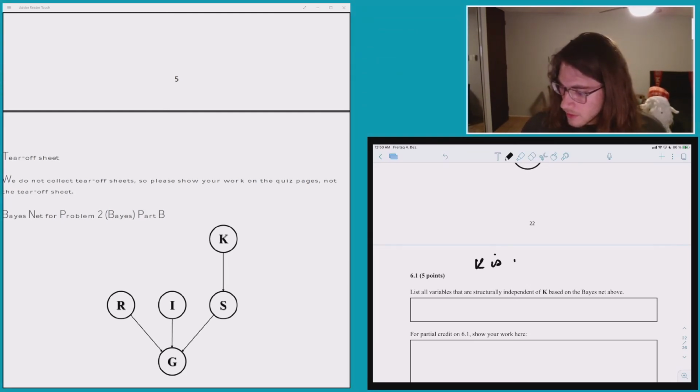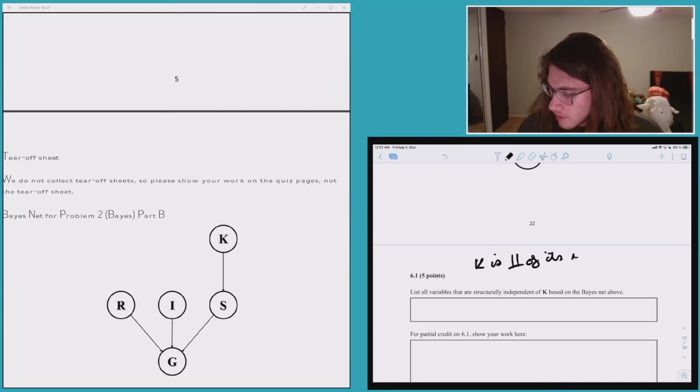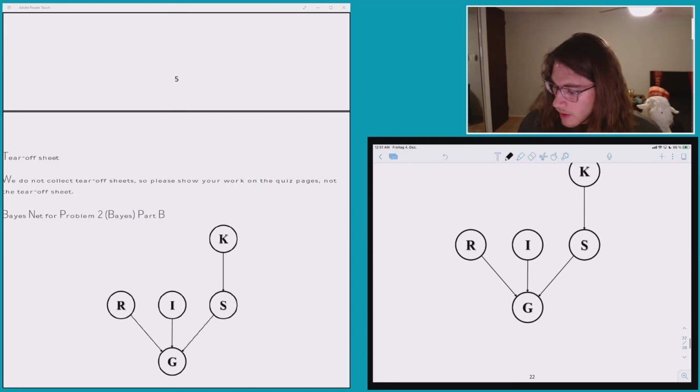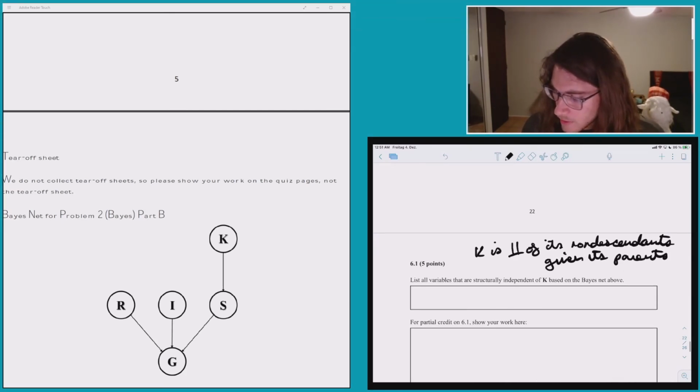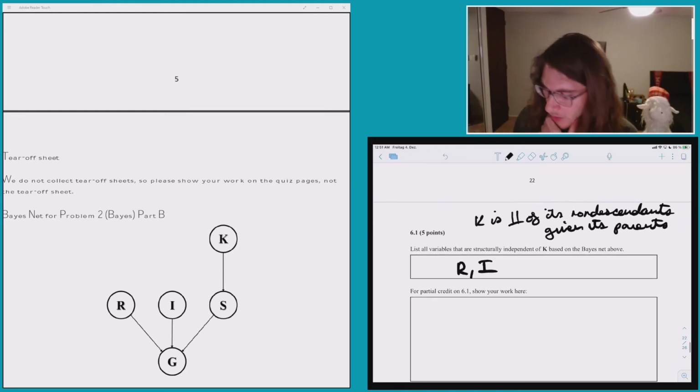K is independent of its non-descendants given its parents. K has no parents, so it's completely independent, the way it is set up right now, of R and I, which are non-descendants of K. I guess I should have just written this here.